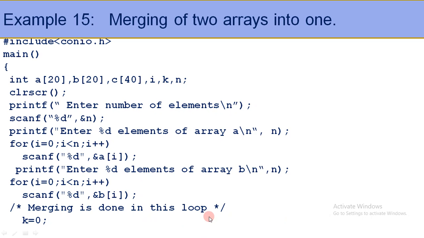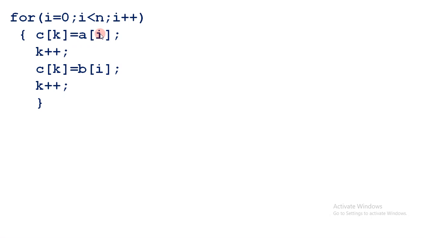And merging is done in this loop. K is set to 0. This for loop will go up to n: I equal to 0, I less than n, I plus plus. C of 0, K is 0, C of 0 equal to A of 0, K will become 1, C of 1 equal to B of 0, K will become 2, C of 2 will be equal to A of 1, and K will become 3, and C of 3 will become B of 1, and K will become 4. Like this it progressively moves.